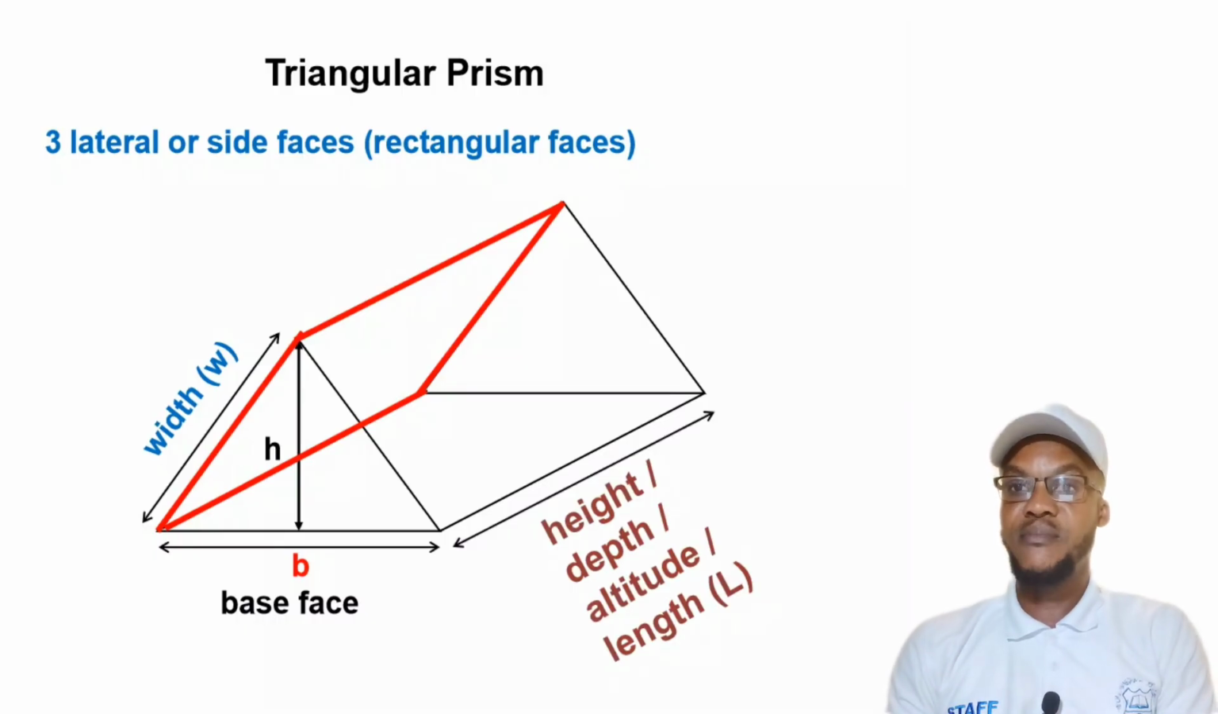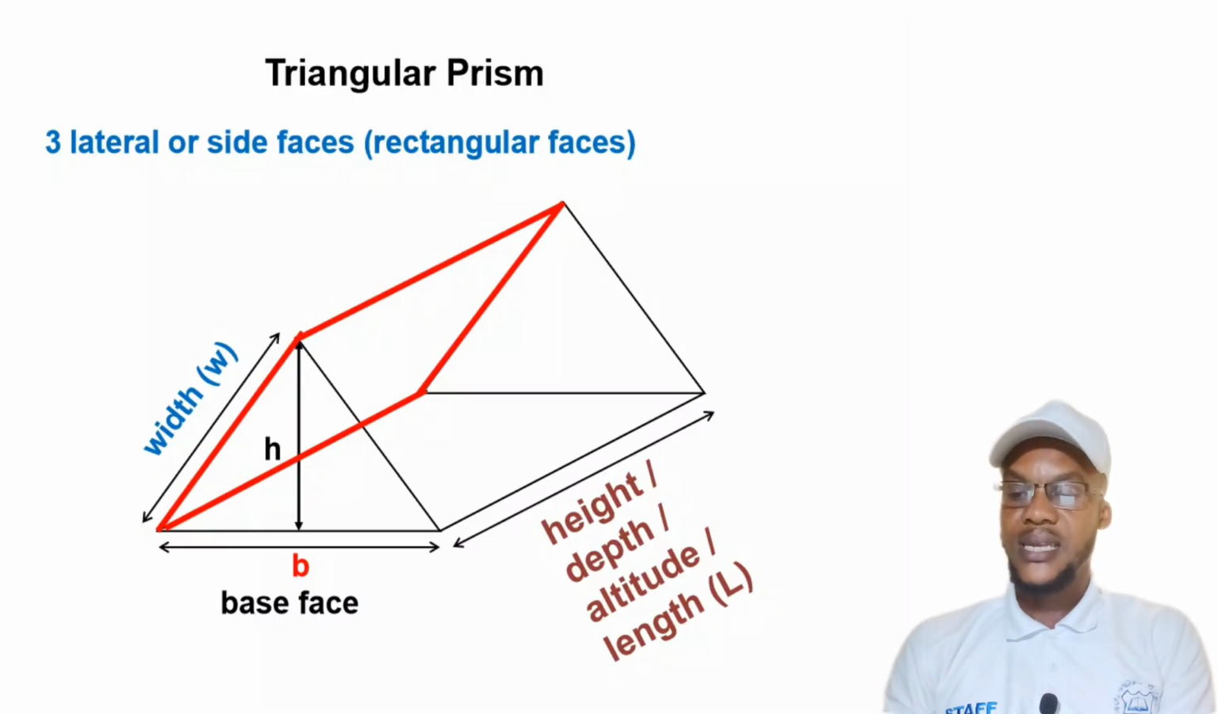When you talk of the length, it means that you are talking about the length of the lateral face. And that length of the lateral face is the same as the height of the triangular prism. So take note of that. In questions, when we say the depth of a triangular prism, you know that we are talking about the height. Especially when you are dealing with containers, when you are talking about the height, we normally use the depth or the altitude. So take note of that.